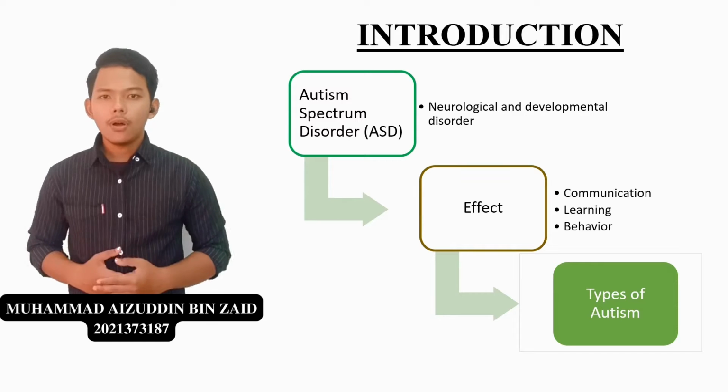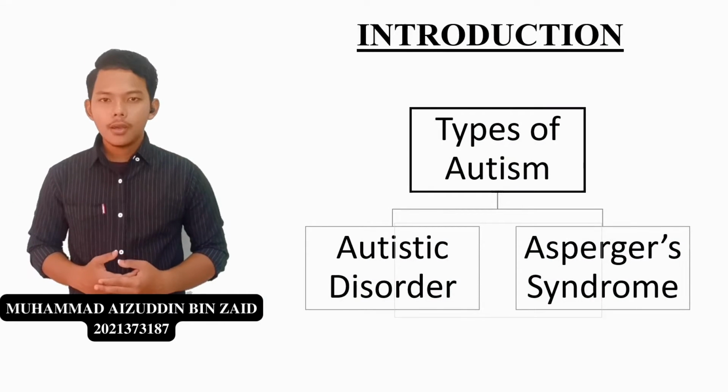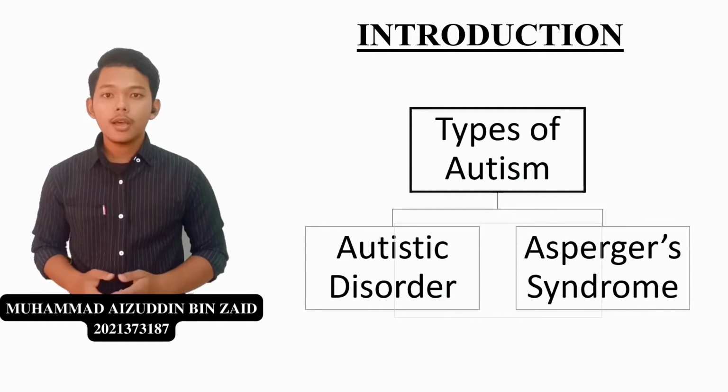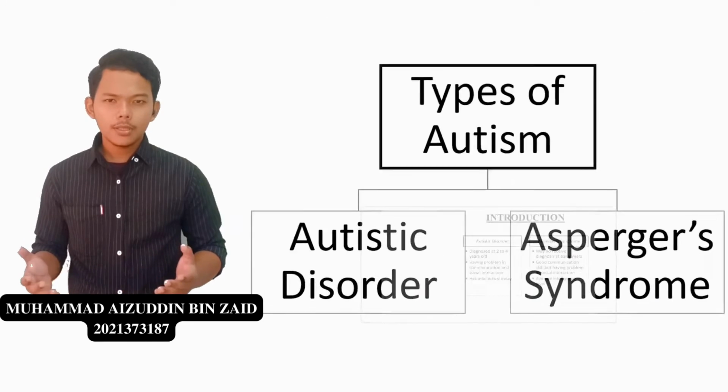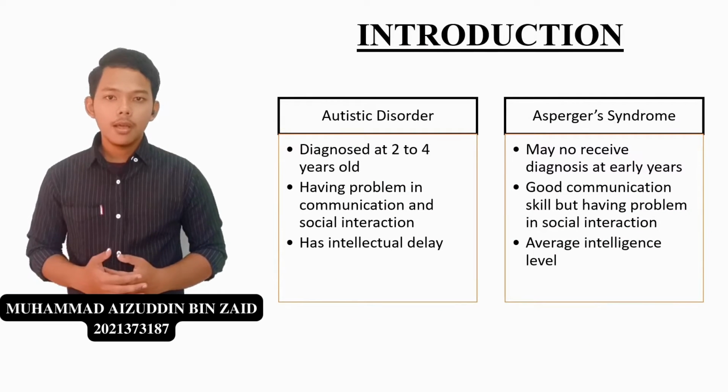As I mentioned before, autism has many types of symptoms and severity. There are two main types of autism, which are autistic disorder and Asperger's syndrome. Autistic disorder is categorized as a severe type of autism because the symptoms are more serious.